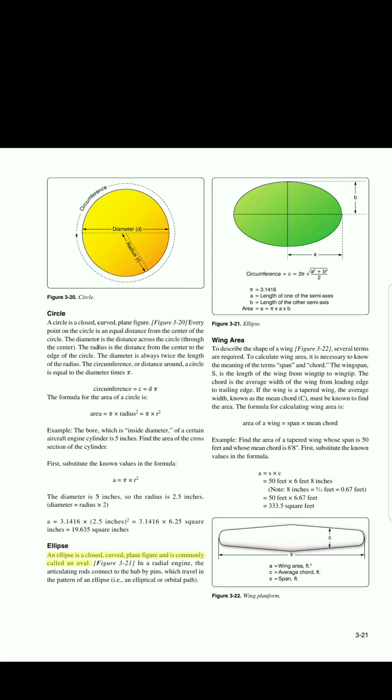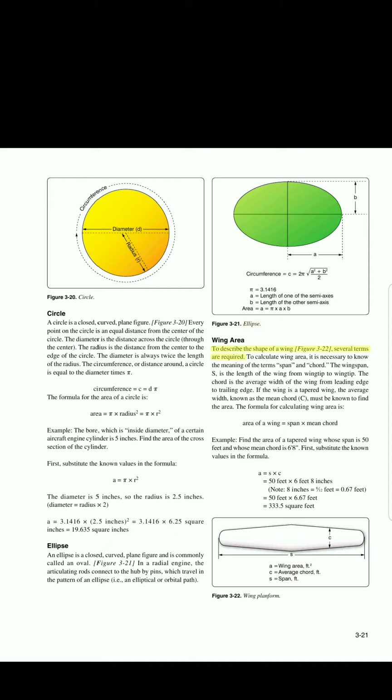Ellipse. An ellipse is a closed, curved, plane figure and is commonly called an oval. Figure 3-21. In a radial engine, the articulating rods connect to the hub by pins, which travel in the pattern of an ellipse, that is, an elliptical or orbital path. Figure 3-21. Ellipse.